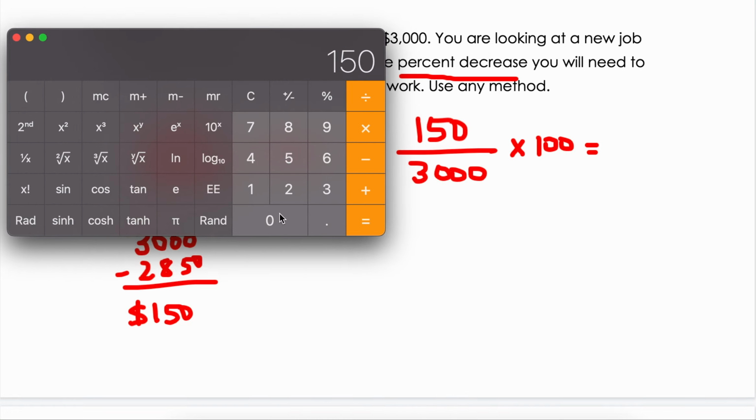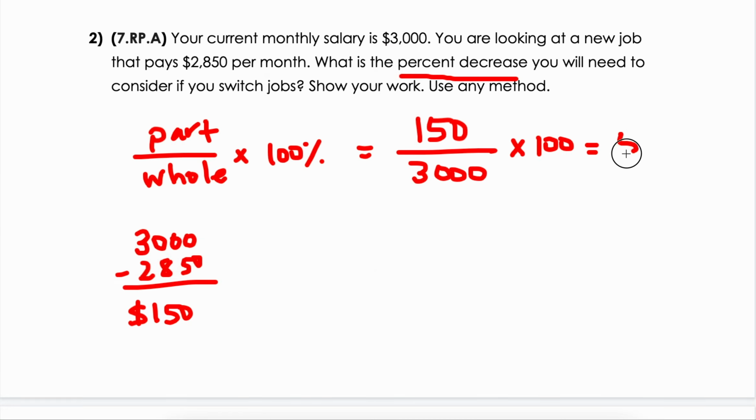So 150, which was the actual difference, you're getting paid $150 less per month. Divide by 3,000. It went down $150 from the original amount of 3,000 that you are currently being paid. So you get 0.05. That's the percent as a decimal. You would need to multiply by 100 to get it as a percent, which is 5%. So at your new job, you would be getting paid 5% less, which is just more data for you to think about if you're considering switching to that job.